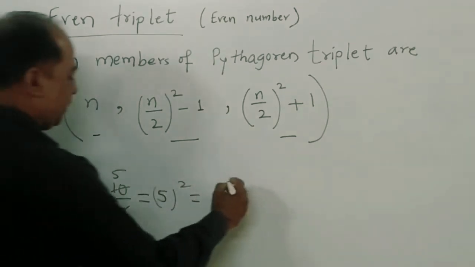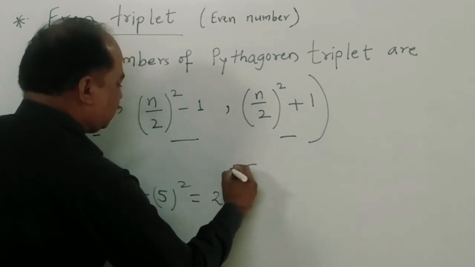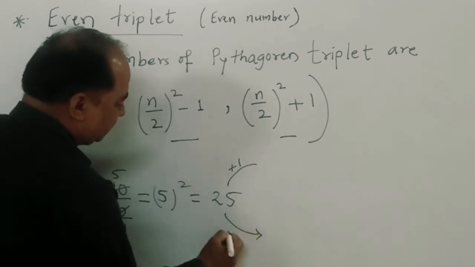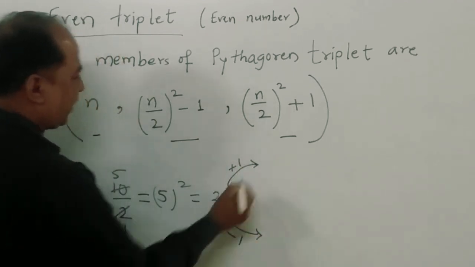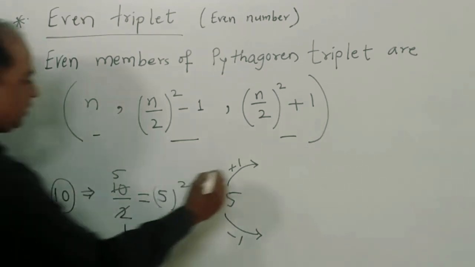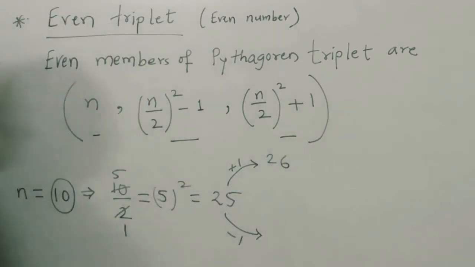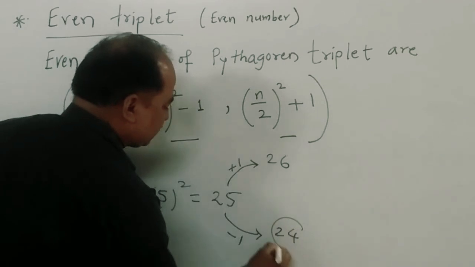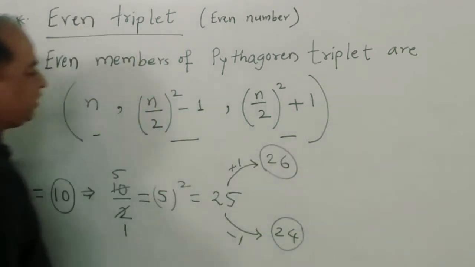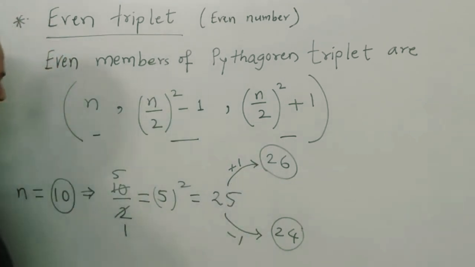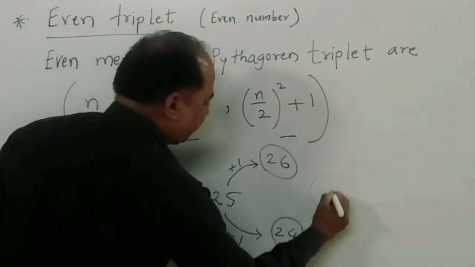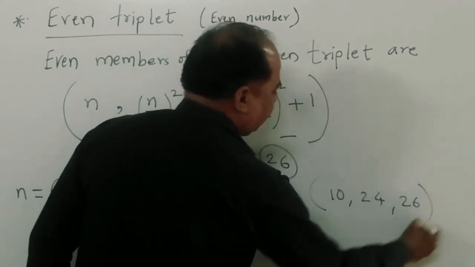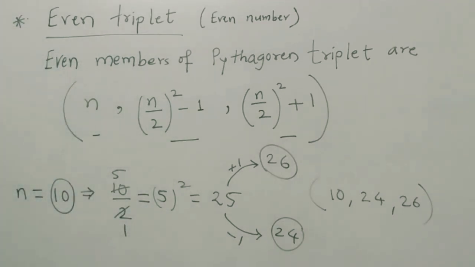Now we have to add 1 to this 25 and subtract 1 from 25. After adding 1 to the 25, we'll get 25 plus 1, 26, and subtracting 1 from 25, we'll get 24. So the other two elements of the Pythagorean triplet are 24 and 26. So here the Pythagorean triplet is 10, 24 and 26.